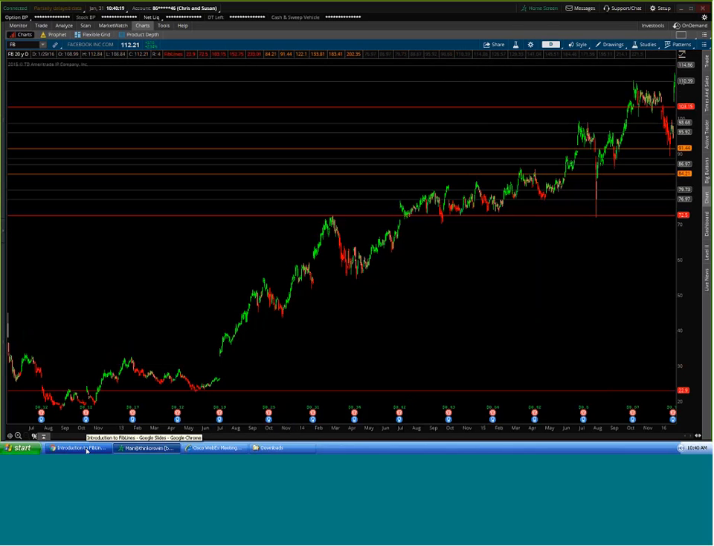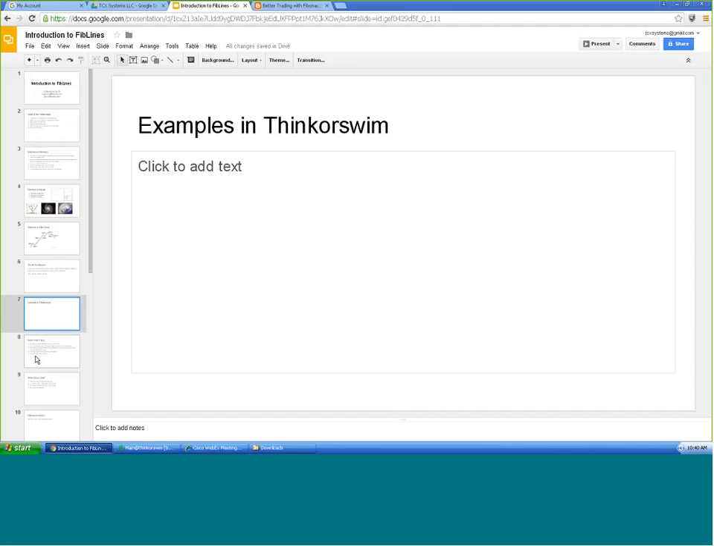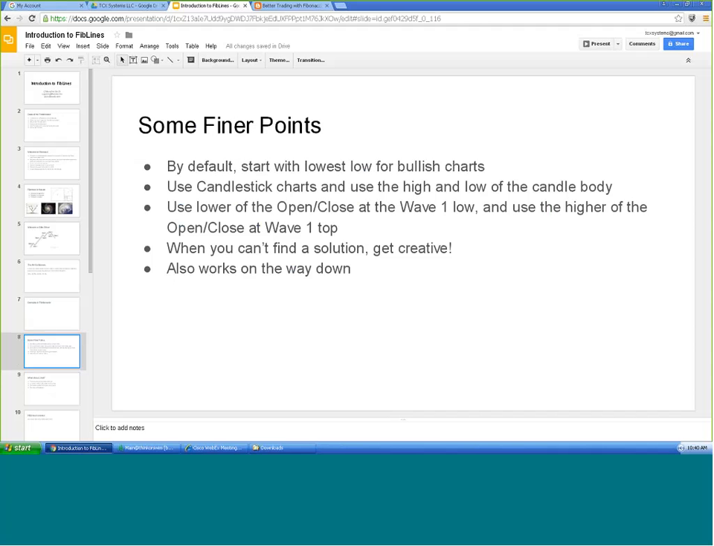Okay, so back to the presentation. Some finer points. By default, when you're constructing the indicator, for bullish charts, the beginning of Elliott Wave 1 is usually the lowest low in the chart. For bearish charts, it also works in reverse going down, by the way. And for bearish charts, the beginning of Elliott Wave 1 is usually the highest high on the chart. We use candlestick charts and use the high and low of the candle body.